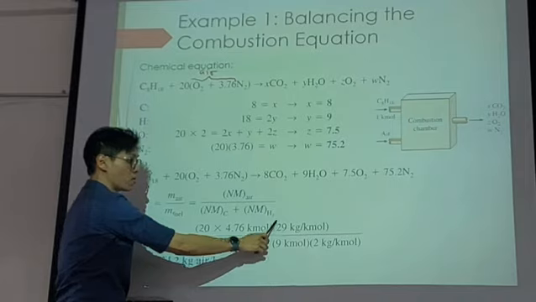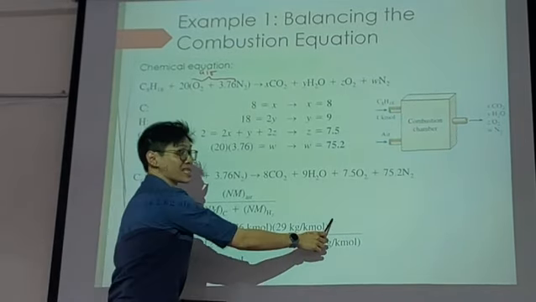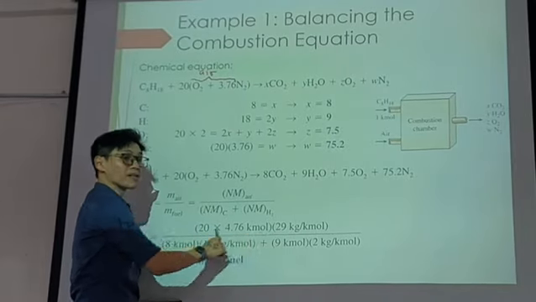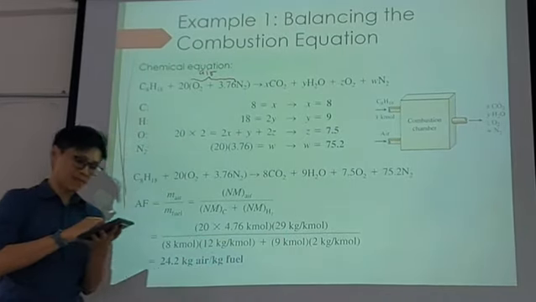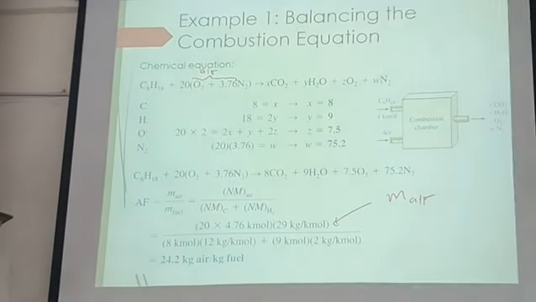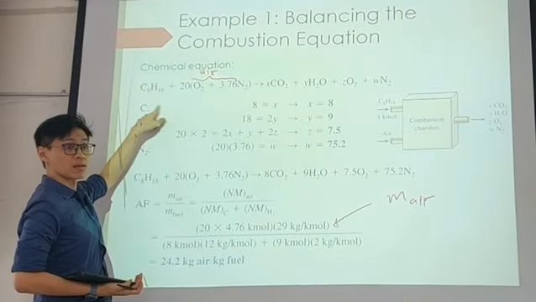Okay, total number of mole. Then what is the molar mass of the air? 29. So this is a fixed value. So total number of mole multiplied by 29. So this is the mass of air. Then mass of fuel. So mass of fuel will be whatever here.